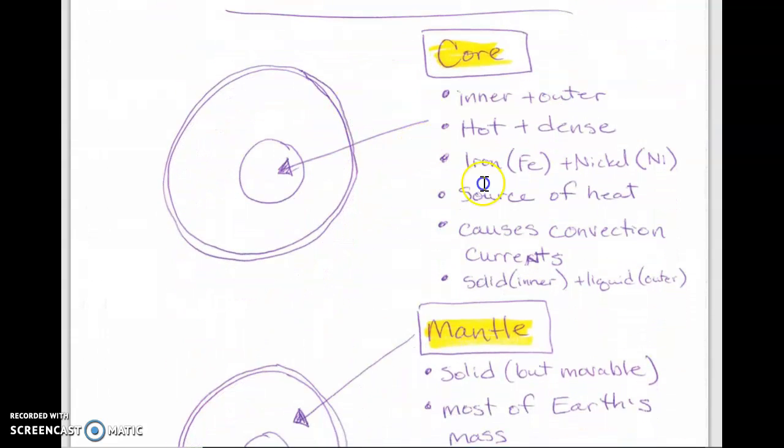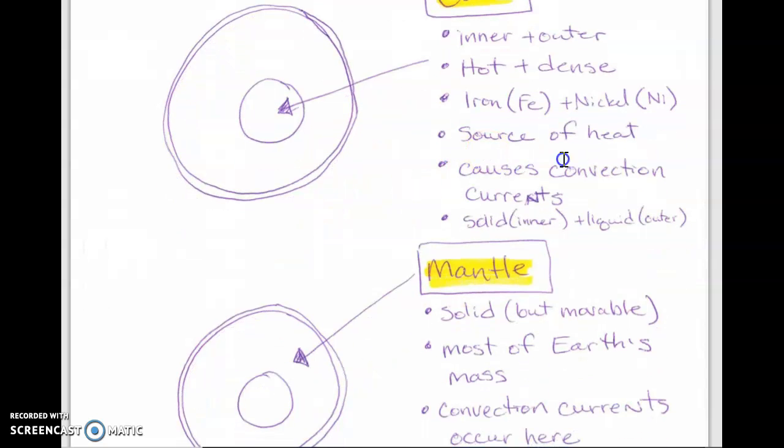So again, we've got the core. It's going to be hot and dense. It's got the inner and the outer, made of iron and nickel. It is the source of heat for the rest of the planet.